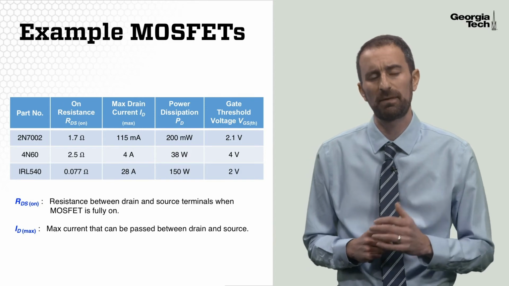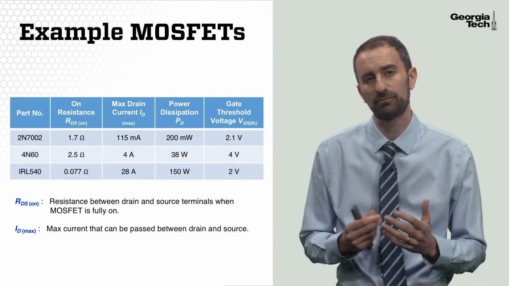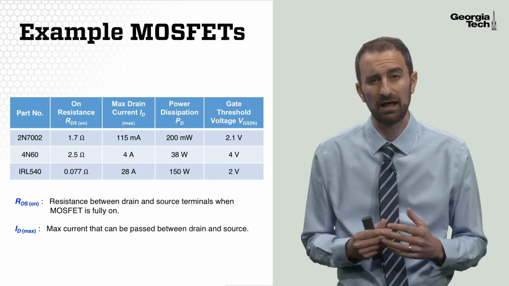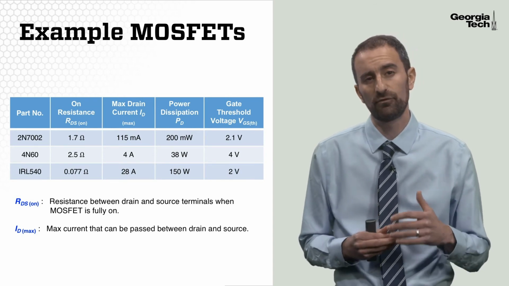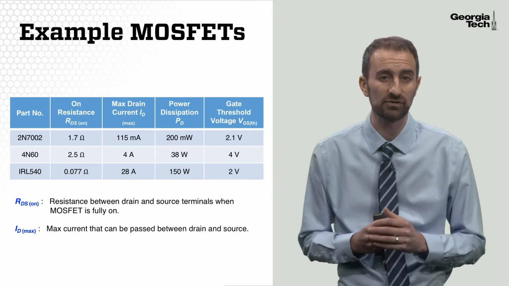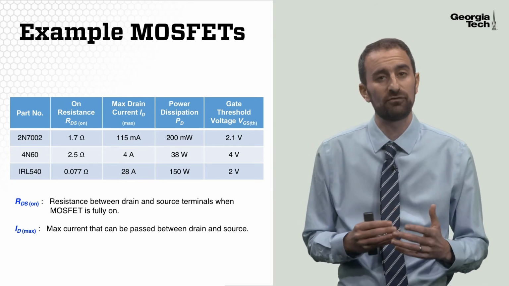You can also see the power dissipation value, and MOSFETs, because these high current values are flowing through them, will get hot and they will dissipate power. And so if you're not careful to make sure that they have the proper power dissipation rating, then they can get too hot and burn out.